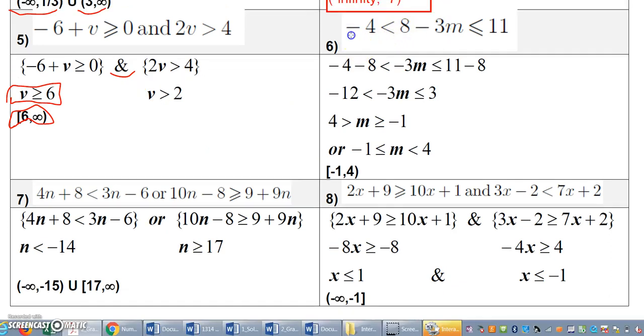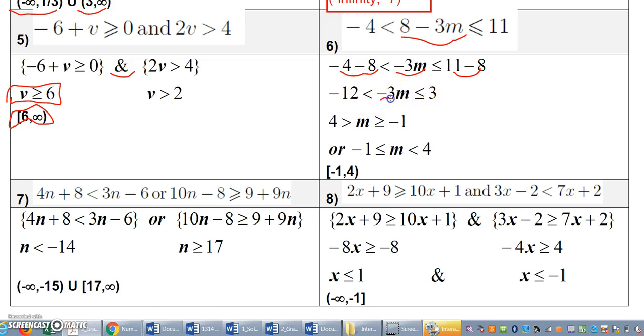Okay, so here's another one where you've got this expression here in the middle. So what I'm going to do here is subtract 8 from all three sides. So I'm going to say minus 4 minus 8 here. And then, of course, if I subtract 8 from 8 minus 3m, the 8's will cancel, and I'll just get minus 3m. And then I'm going to subtract 8 from here, 11 minus 8. So that's going to give me minus 12 is less than negative 3m is less than or equal to 3.